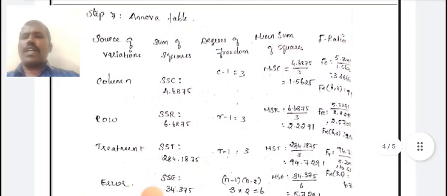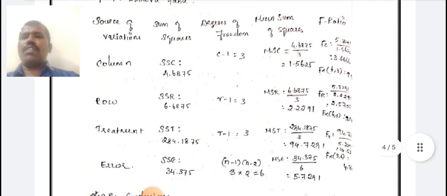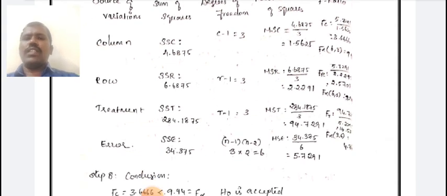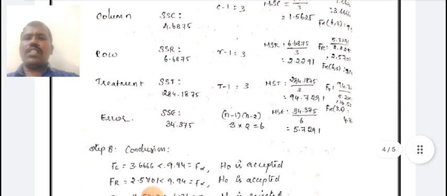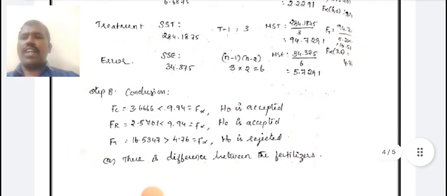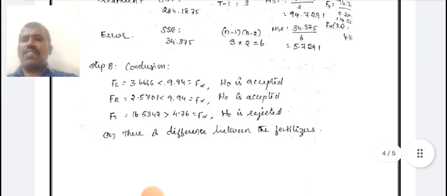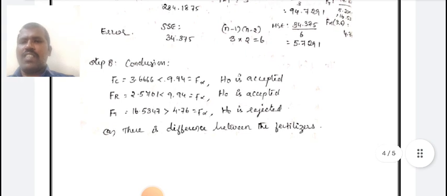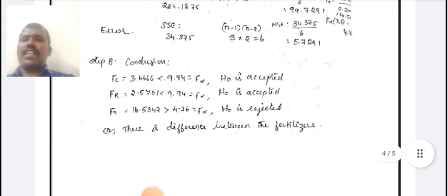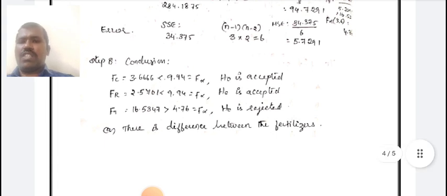Now form the ANOVA table. In this, the values FC, FR and FT are found out. FC is accepted, FR, the row value, is accepted, and the treatment value is rejected. The reason is that the calculated value is greater than the tabulated value, therefore H0 is rejected. Therefore finally, there is a difference between the fertilizers.